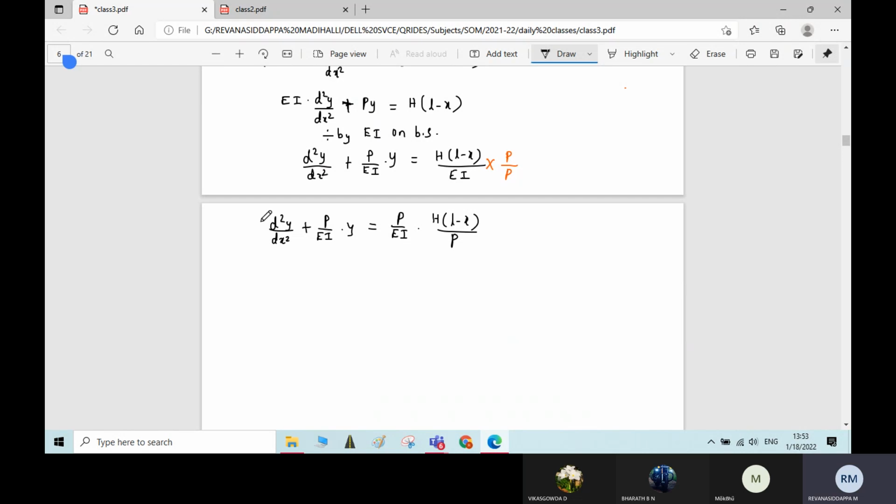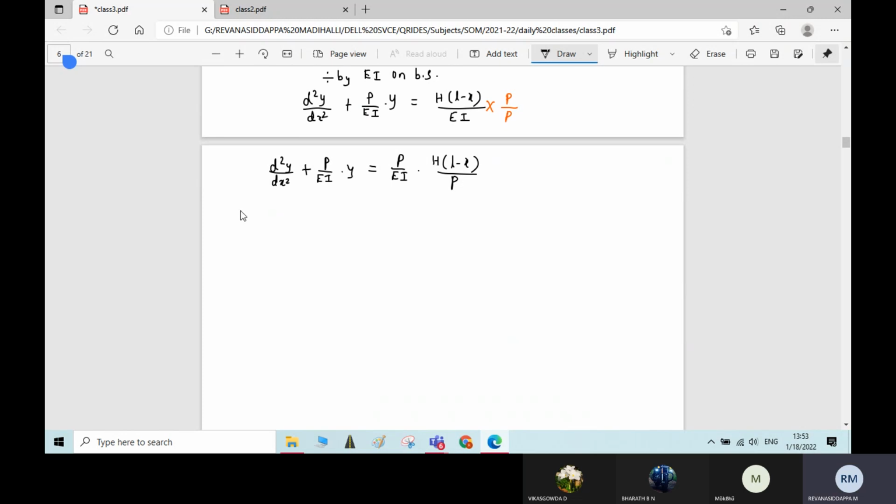Now it is in the form of d square y by dx square plus p by EI into y is equal to the same coefficient p by EI into some constant multiplication term. Now the solution of the above differential equation is, therefore, the solution of the above quadratic or differential equation. Am I audible, students? Yes, sir.